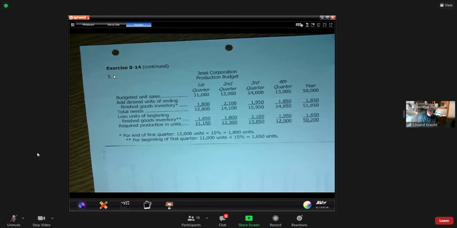Exercise 8-14. How critical is it to read carefully? That's what it comes down to, isn't it? If their desired ending inventory is 15% of the next month's production or budgeted sales, then you've got to make sure you're multiplying 15% times the right numbers.